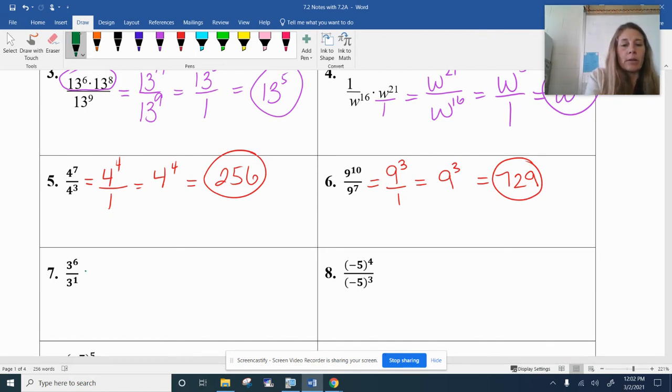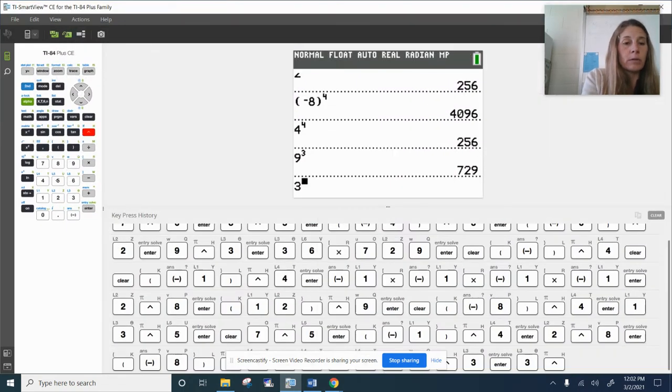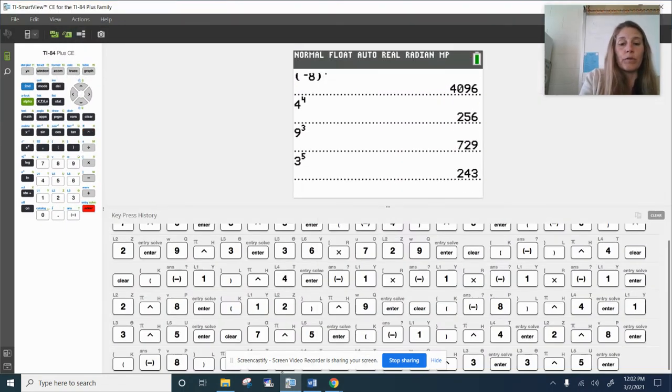All right, number 7, 6 minus 1 is 5. And then 3 to the 5th power is 243.